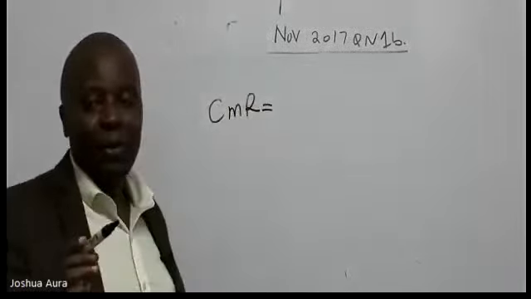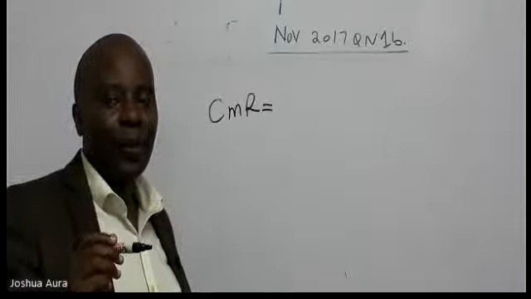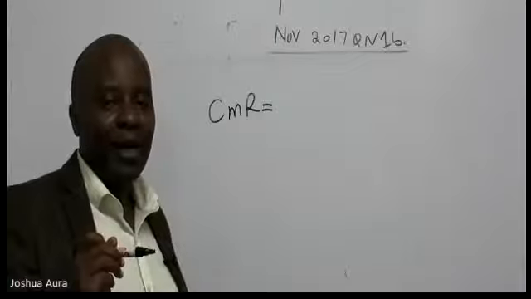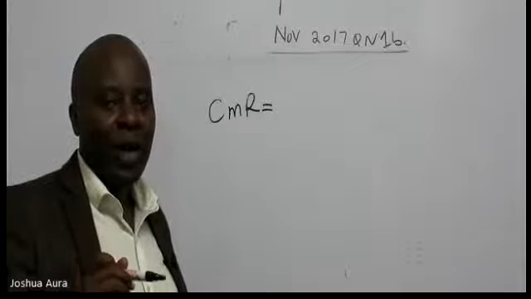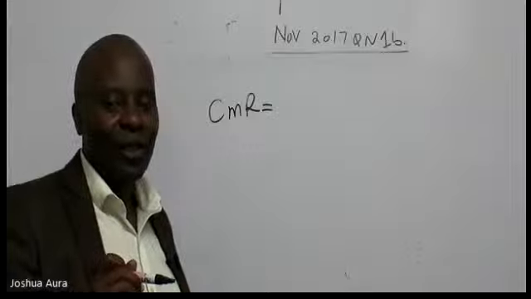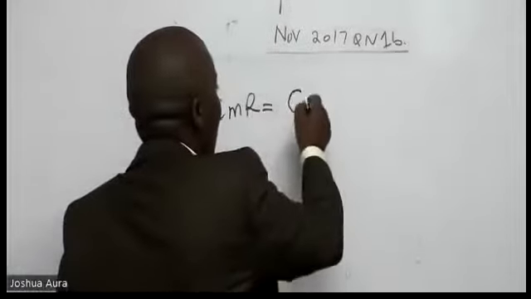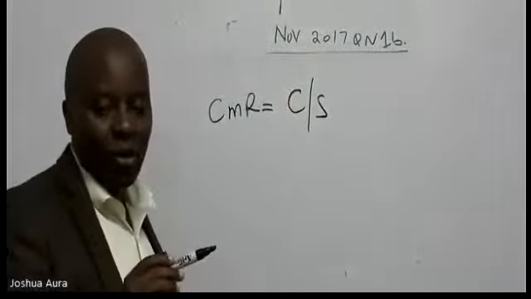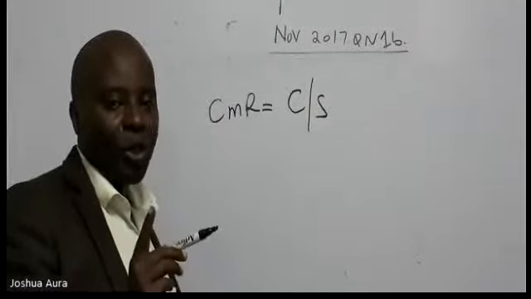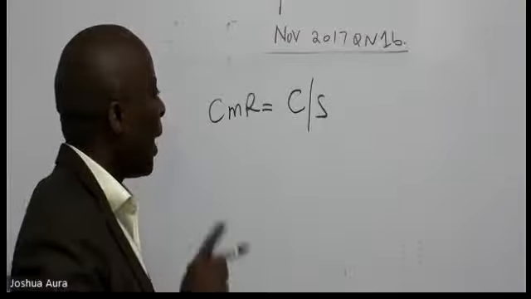Is there anybody who is able to remember the formula of contribution margin ratio? Remember, contribution margin ratio is also known as what here? C over S ratio. It is also known as C over S ratio. Contributions to sales ratio. And how do we get it?